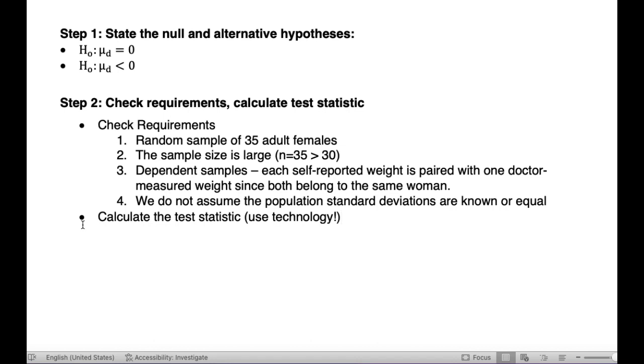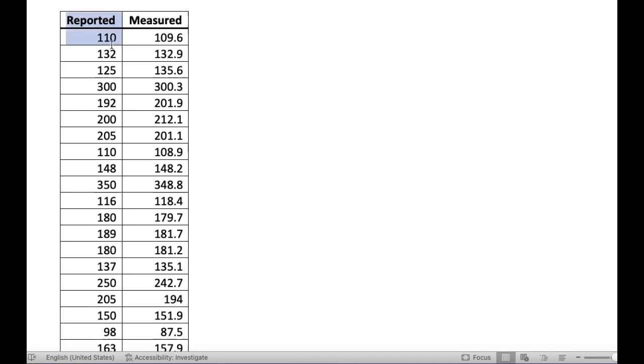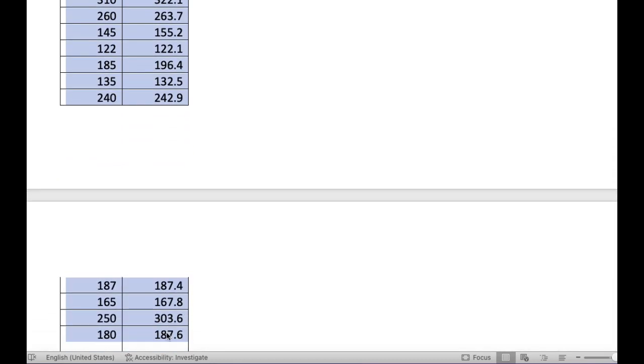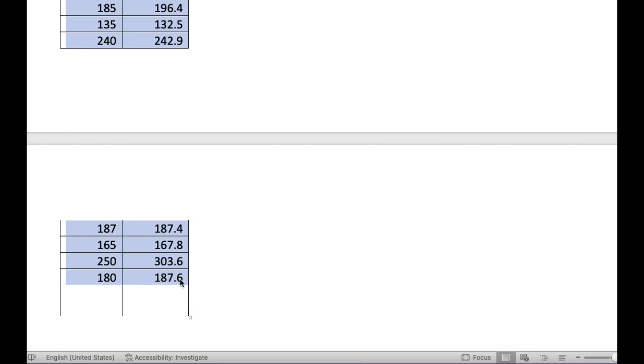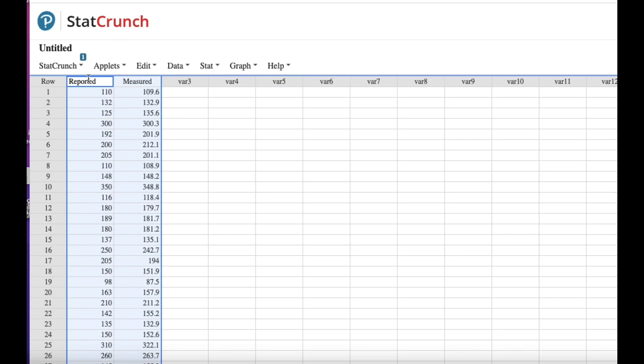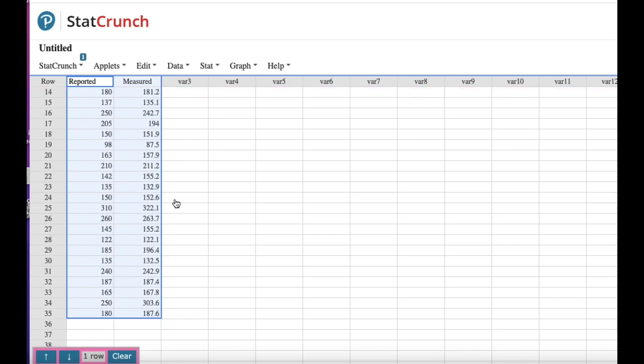And whenever we're dealing with matched pairs or dependent samples, these two samples, we will be using technology most of the time. So I am just going to copy and paste my data into StatCrunch. And if you have a spreadsheet, you can also upload that to StatCrunch using the data command. So here I am in StatCrunch, and I'm just going to paste my data. I'm careful that reported and measured ends up in the top row and not as the first line of data. So there you can see I have 35 data values.